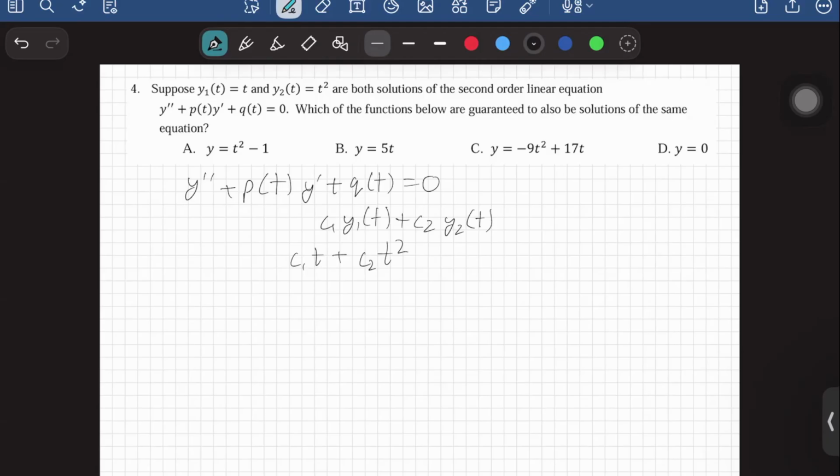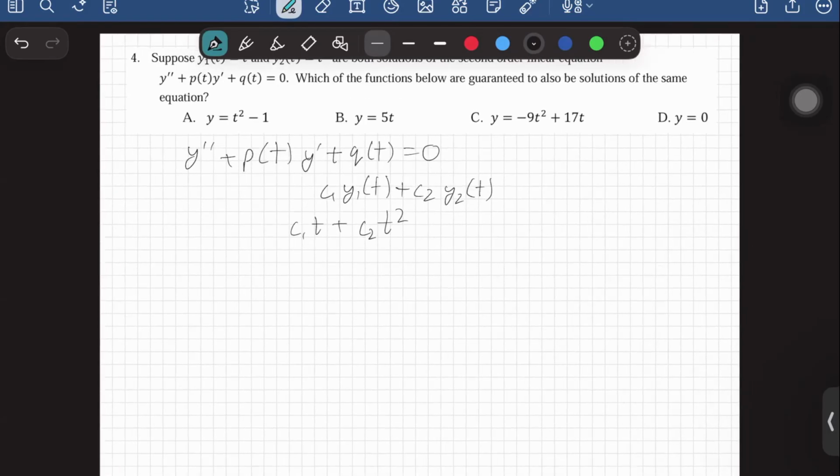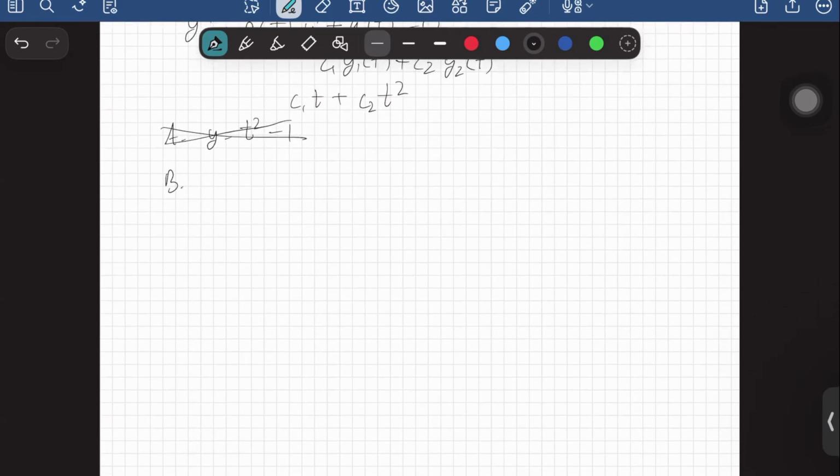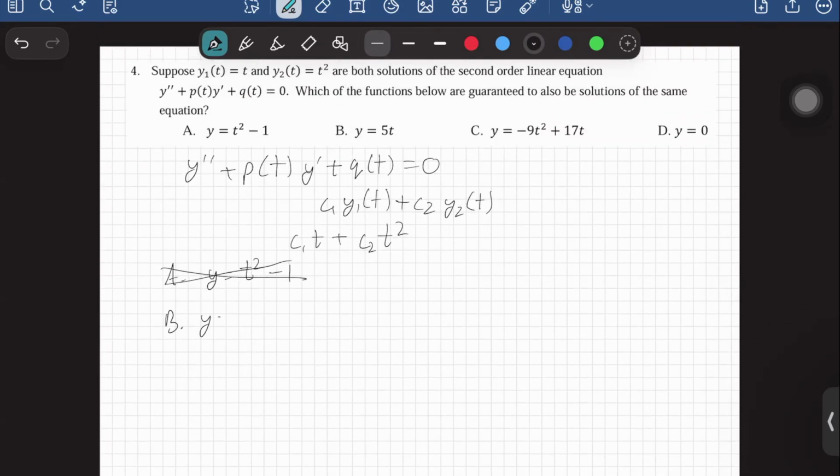So let's run through the options so that we can know which one is a guaranteed solution of the same equation or not. Option A says that y is t squared minus 1, right? This requires a constant term of negative 1, but constants are not in the span of t and t squared, so this is not guaranteed. We can just remove this from our possible solutions. B states that y equals 5t.